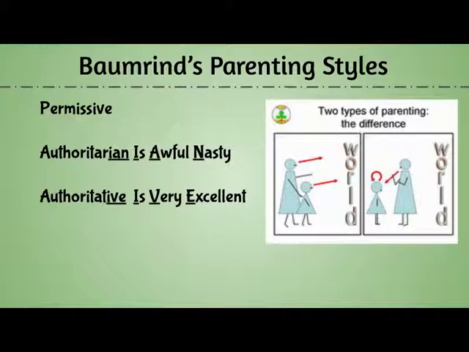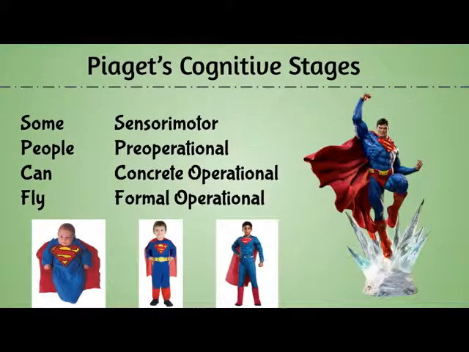Yes, do you have a question? What are the ages for the sensorimotor stage? 0 to 2, 2 to 7-ish, 7 to 12, and then 12 plus. But they're not as strict as what Piaget would have proposed.